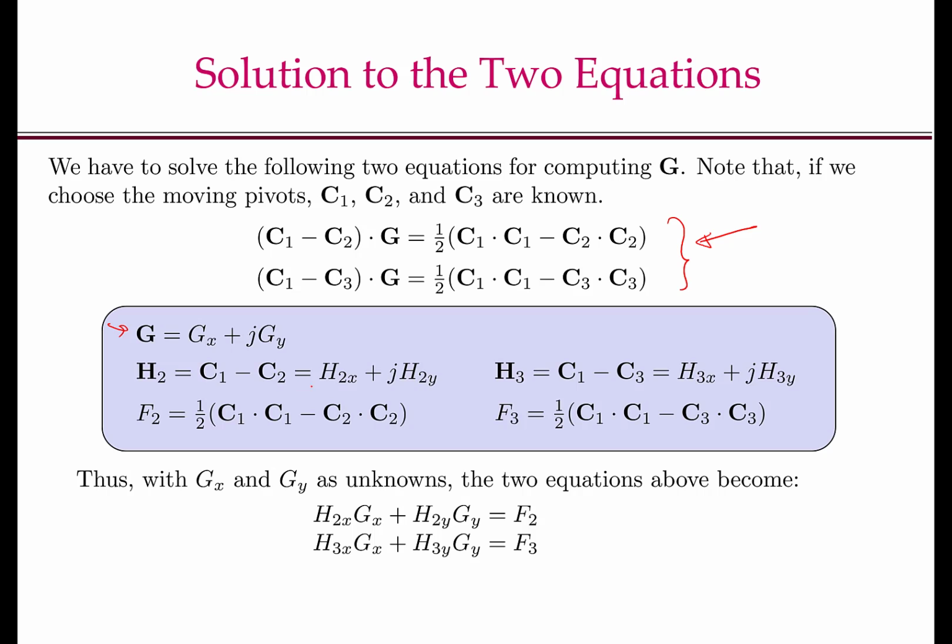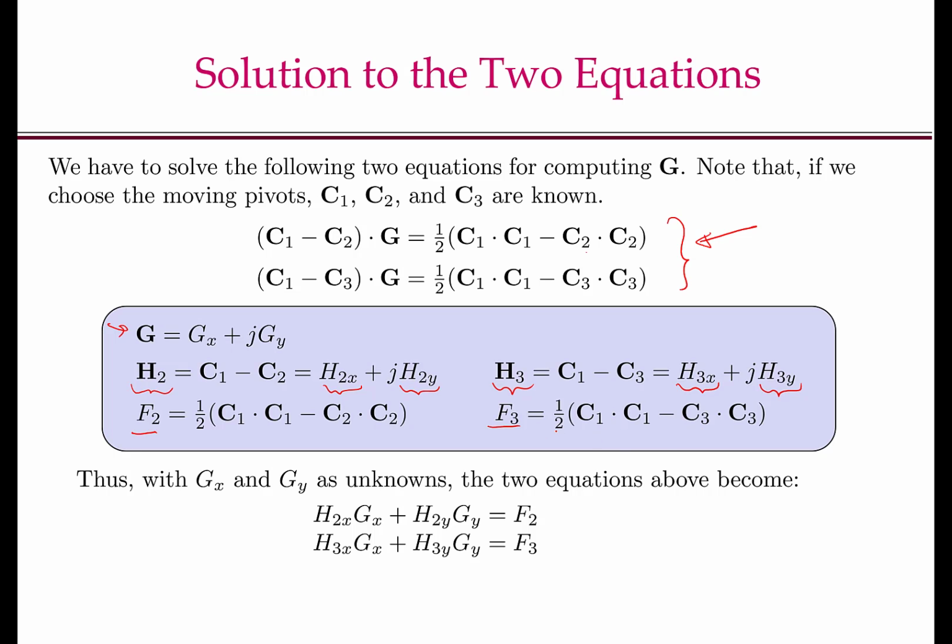Now C1 minus C2 is a known complex number because C1 and C2 are known. So I write C1 minus C2 with a real part H2x and an imaginary part H2y, and I call C1 minus C2 the complex number H2. Similarly, H3 is C1 minus C3 with real part H3x and imaginary part H3y. On the right hand side, here I have C1.C1 minus C2.C2. I call this F2. This is a scalar because the dot product between two vectors gives a scalar, a real number. F3 is half of C1.C1 minus C3.C3, which is also a scalar. And both F2 and F3 are known quantities because C1, C2, C3 are known.